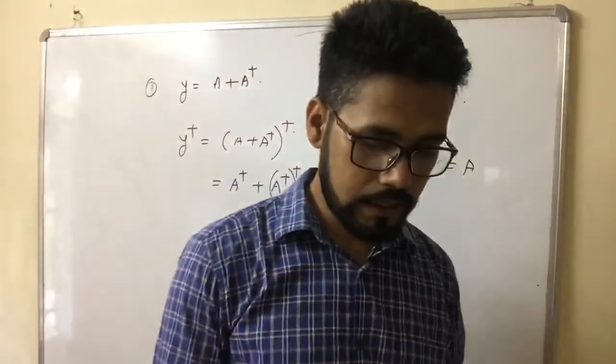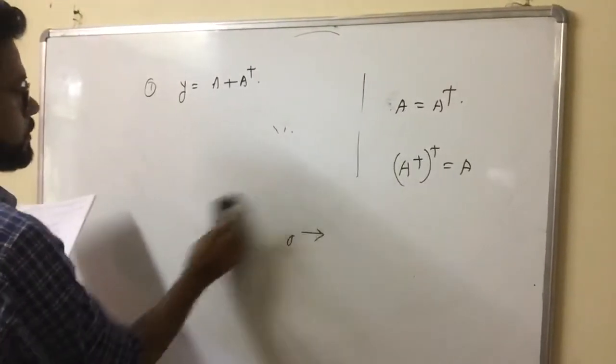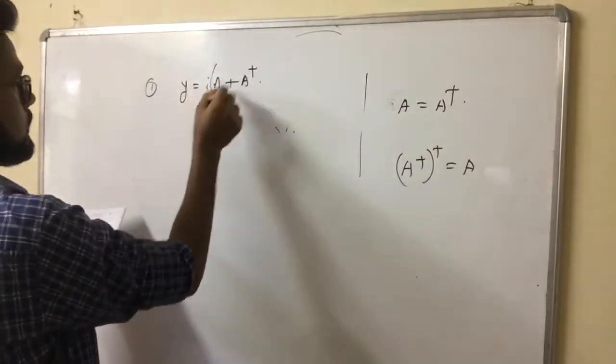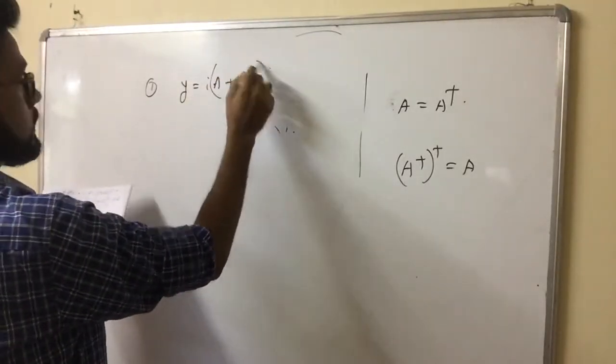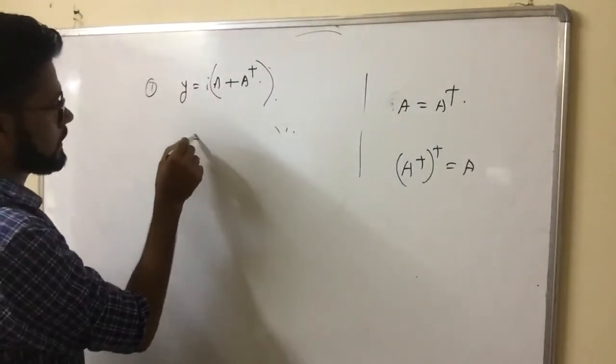In a similar way, another example you can say. Similarly, more examples. Suppose I say this example, whether this is Hermitian or not. Suppose then I have to take the dagger.